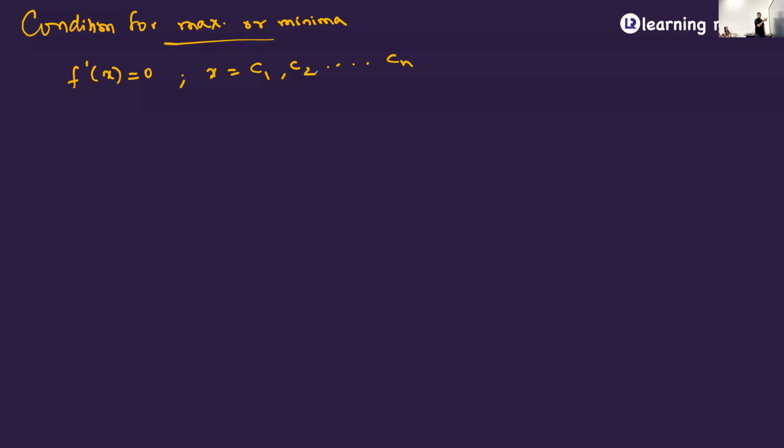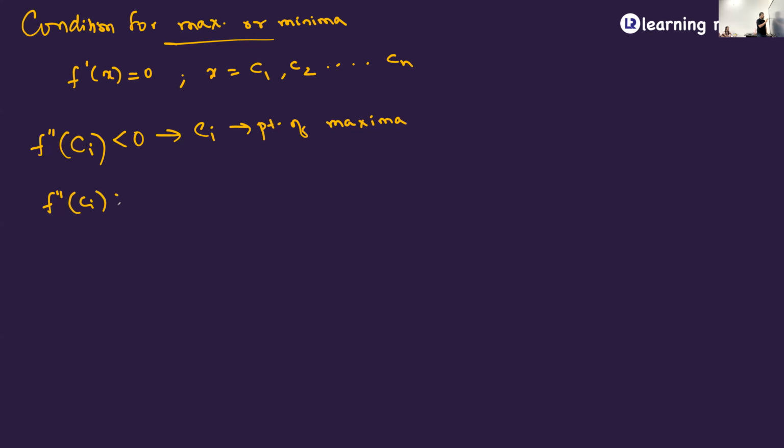After this, what are we supposed to do? You need to do the second derivative. After that, substitute the value of each critical point that you get. If at that critical point the second derivative comes out to be less than 0, then Ci is said to be a point of maxima. If f double dash of Ci is greater than 0, then Ci is said to be a point of minimum. Am I right?